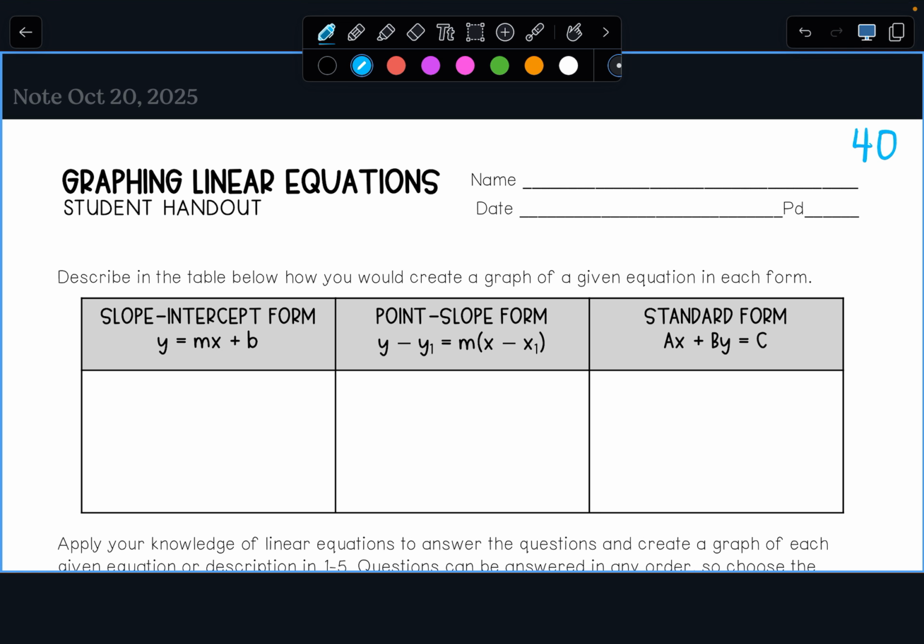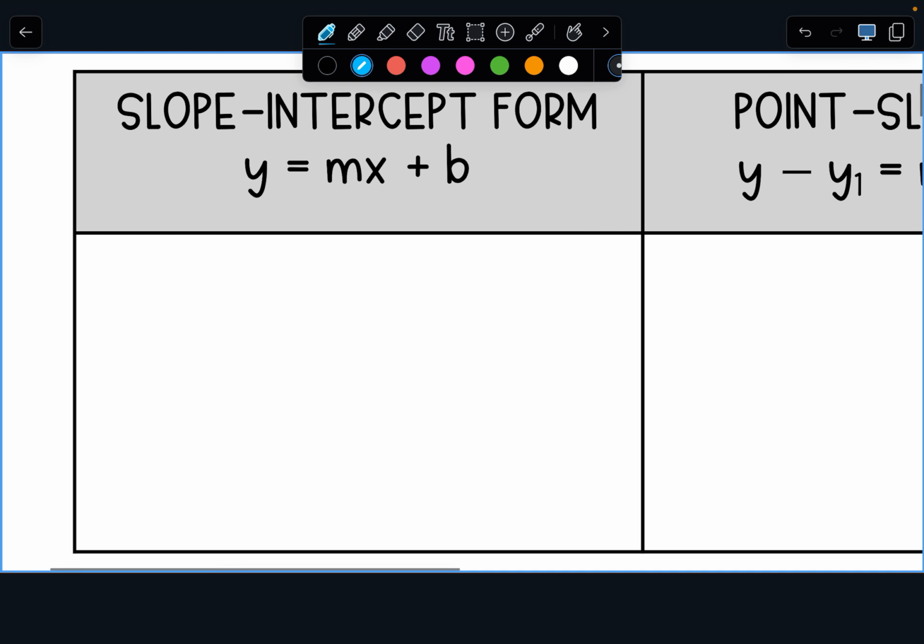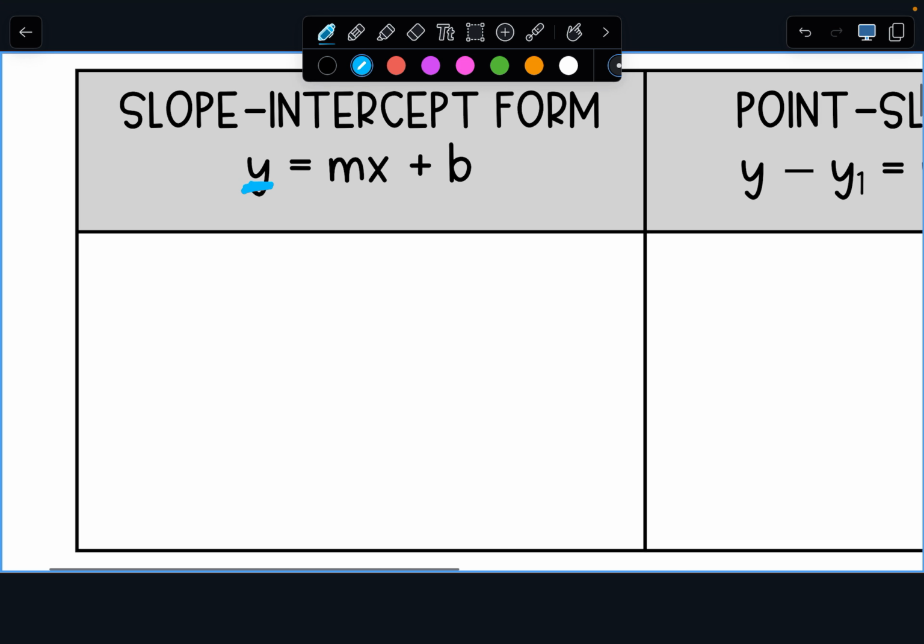So with slope-intercept form, this is an equation. How do you recognize that it is in slope-intercept form? That is slope-intercept form, but how can you tell personally that it's an equation written in slope-intercept form? The x and y are separated, and y is by itself. It's a y equals equation. It's an equation that is already solved. Y is already by itself.